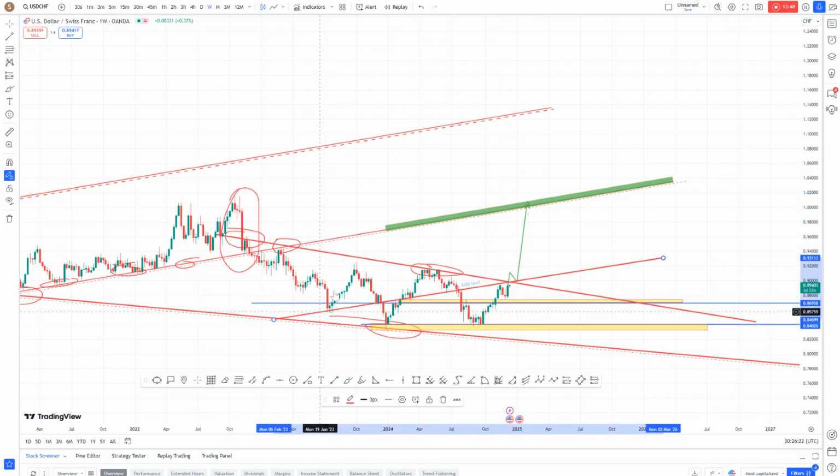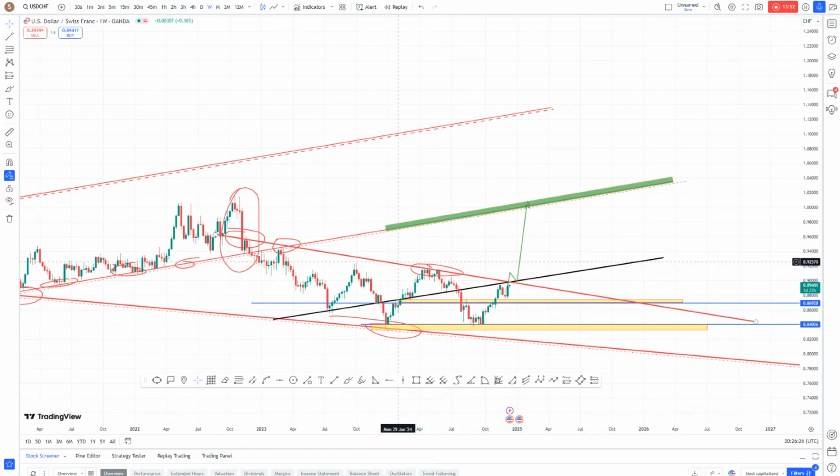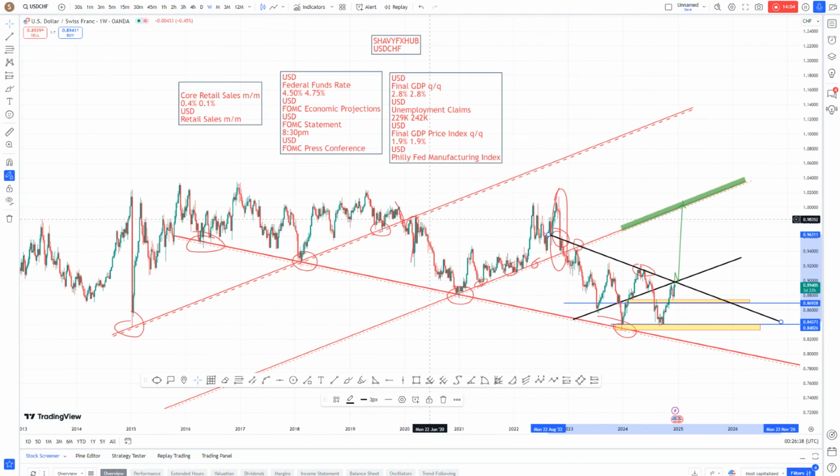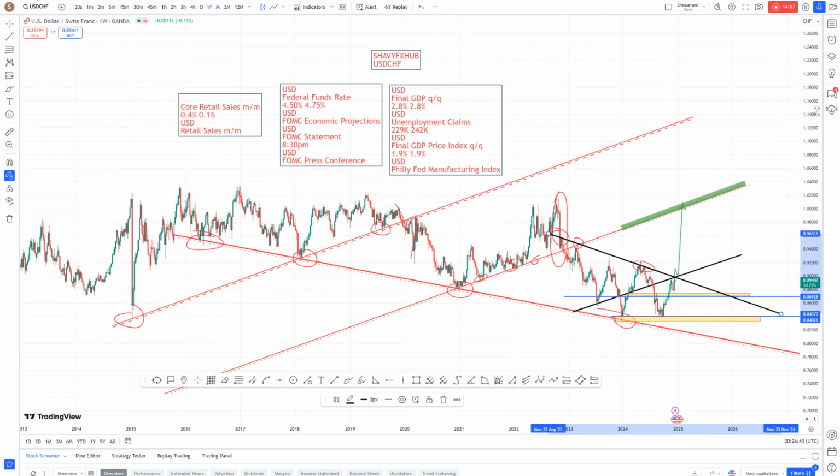Let me change the color. Let's change the color code to black, and we have another descending structure which is also capable of holding price. So we change it also to black. So we want to see a structure breakout from here. If you break out from here, ladies and gentlemen, go long. Go long against CHF. Okay, that is what it is.